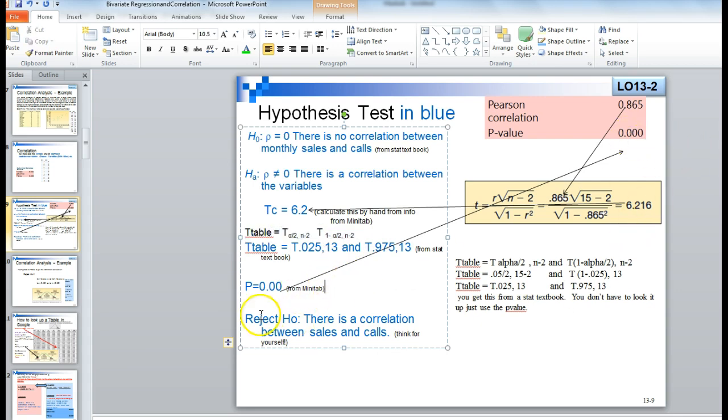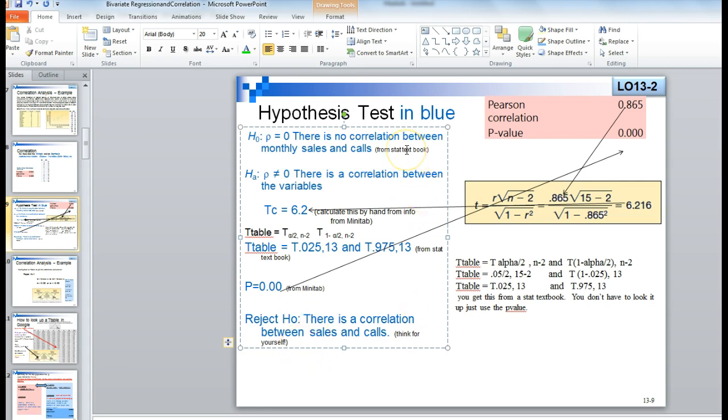Then for my p-value, I look at my p-value from Minitab. From the p-value, if it is less than alpha, we reject. If the p-value is greater than alpha, it's a do not reject. A p-value less than alpha is a reject: there is a correlation between calls and sales.